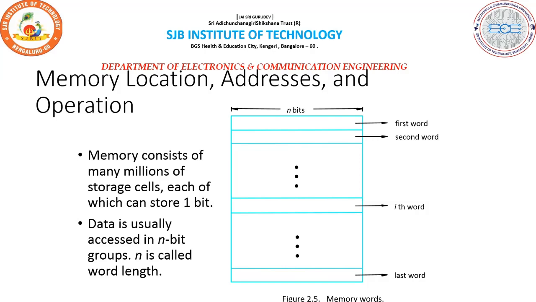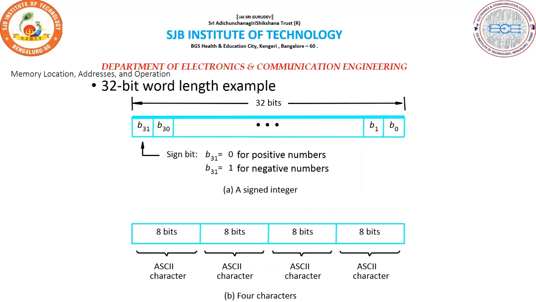This number is usually written as 16M, 16 mega. So 2^20 is 1 mega. Similarly, 2^32 is 4 giga, and 2^30 is 1 giga. Let us look at this one by one. So what is byte addressability? This is what memory locations, addresses and operations are about.